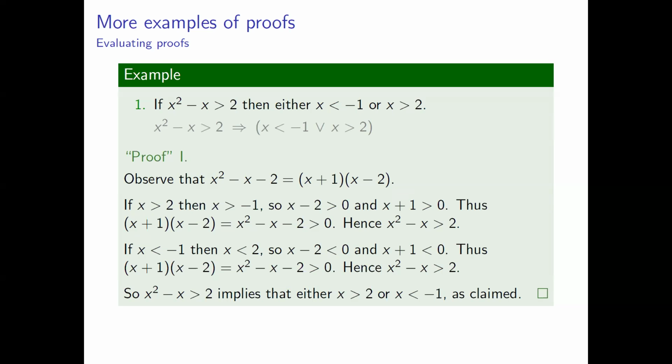For our first claim, we have the following. If x squared minus x is greater than 2, then either x is less than minus 1 or x is greater than 2. Pause the video now and read the proof carefully. Assuming that you have read the proof, let us now begin our analysis. First, observe that the claim is a conditional statement with antecedent x squared minus x is greater than 2 and consequent either x is less than minus 1 or x is greater than 2.